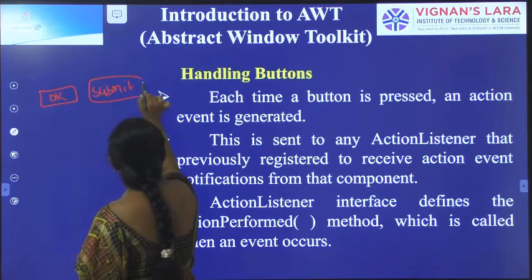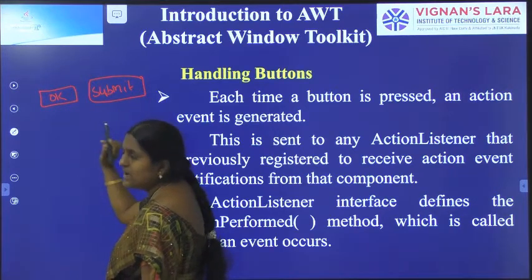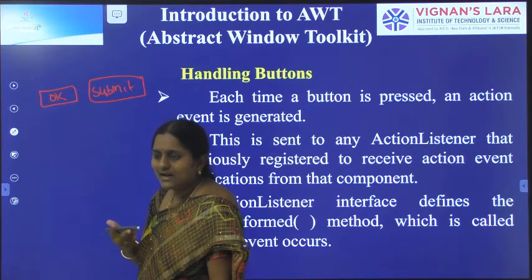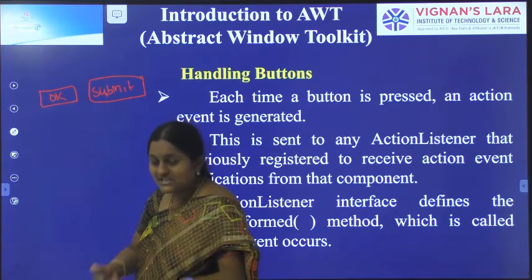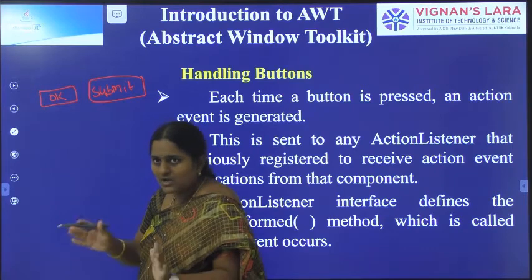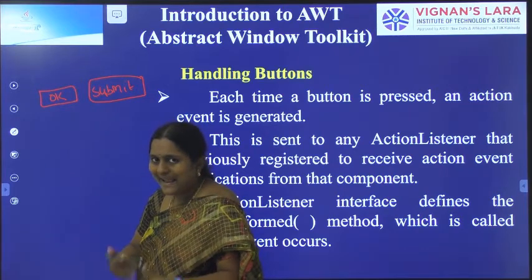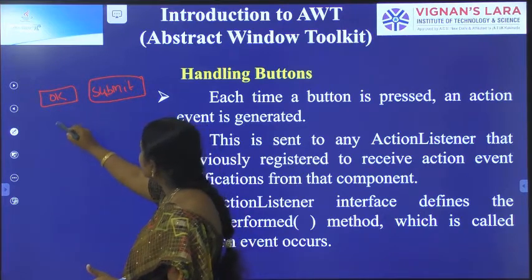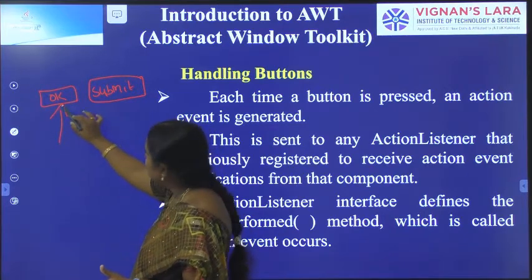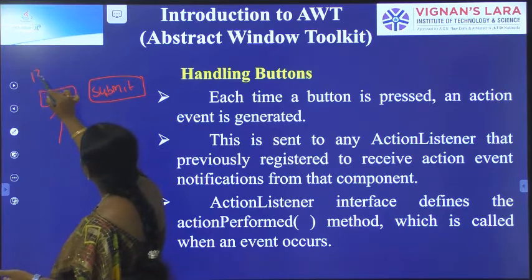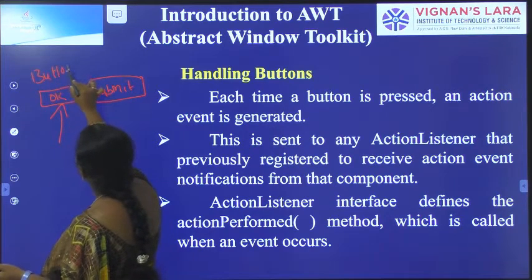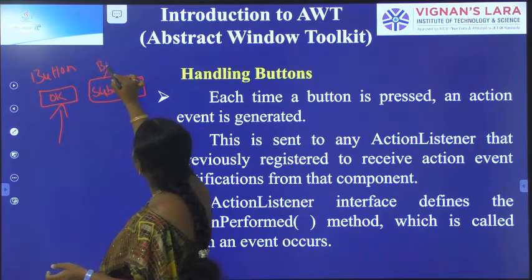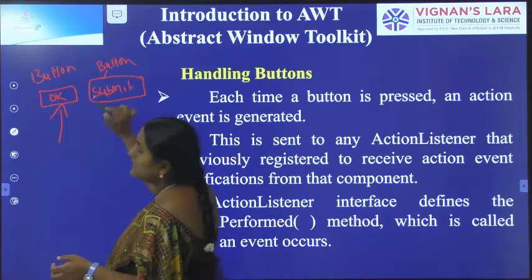Buttons have labels. A label is a String which it displays. We can't interact directly with labels; we can just see the label name. So users cannot interact directly by using labels. Suppose I press the OK button, which is a button, and an event is generated. Suppose I press the Submit button, which is a button, and an event is generated.